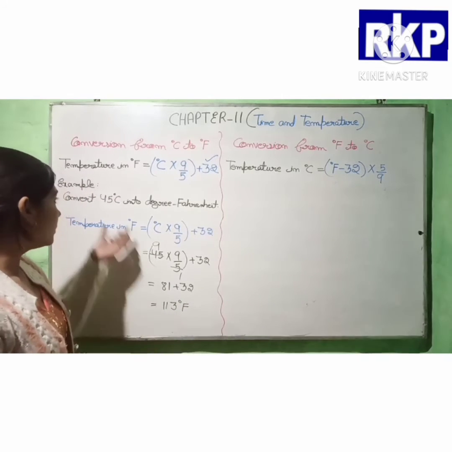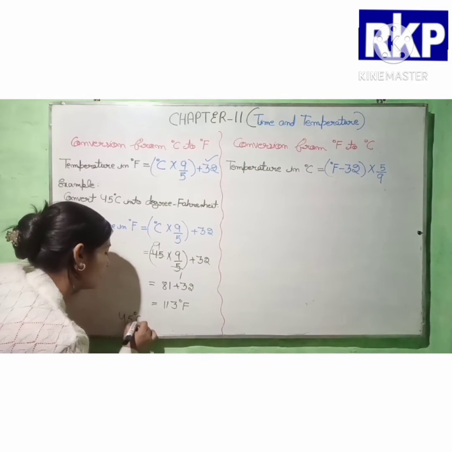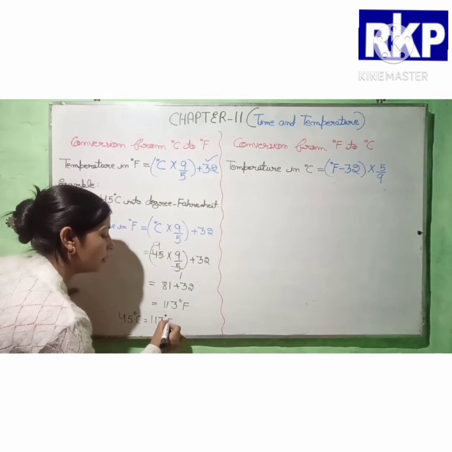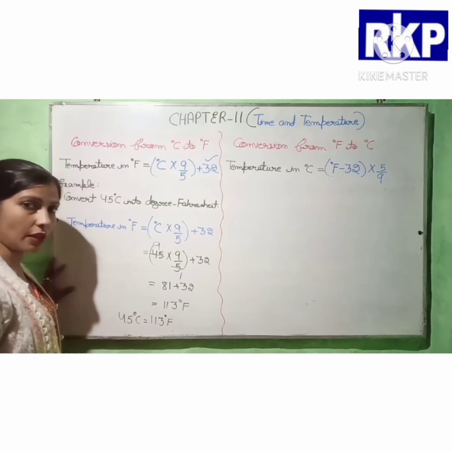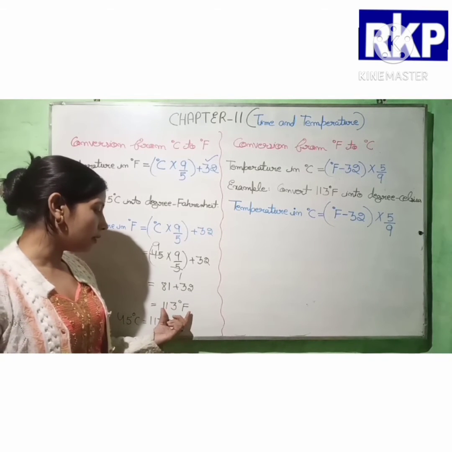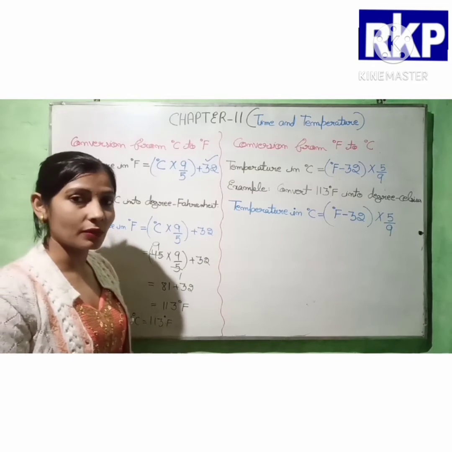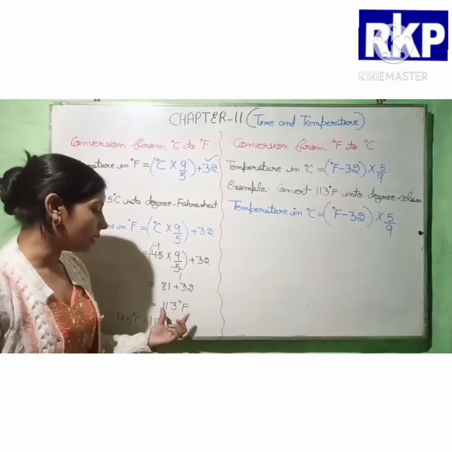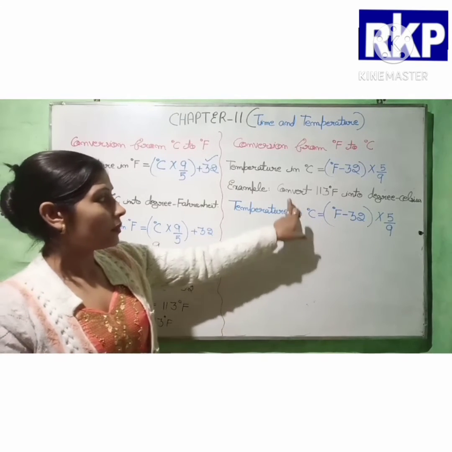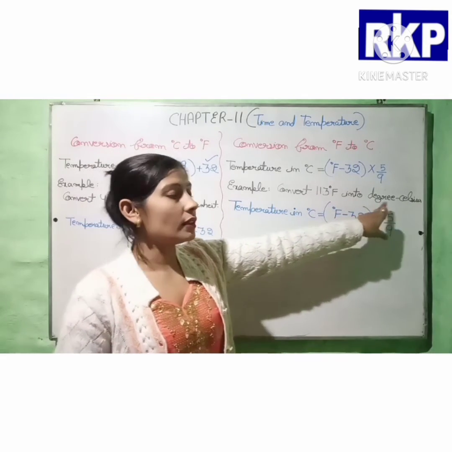So 45 degrees Celsius is equal to 113 degree Fahrenheit. Both are same. Students, here our answer is 113 degree Fahrenheit. Now let us take it as a question and convert it back into degree Celsius. Here I have written: convert 113 degree Fahrenheit into degree Celsius.